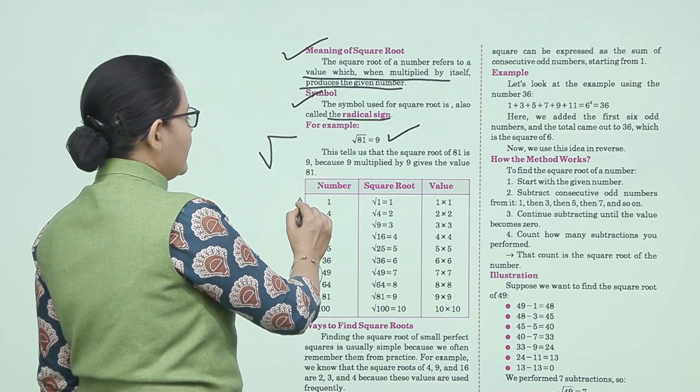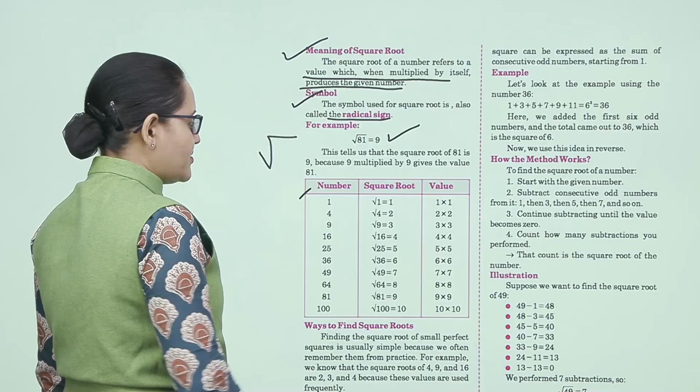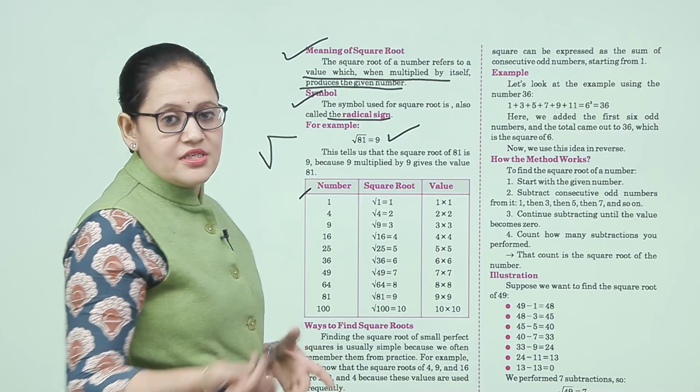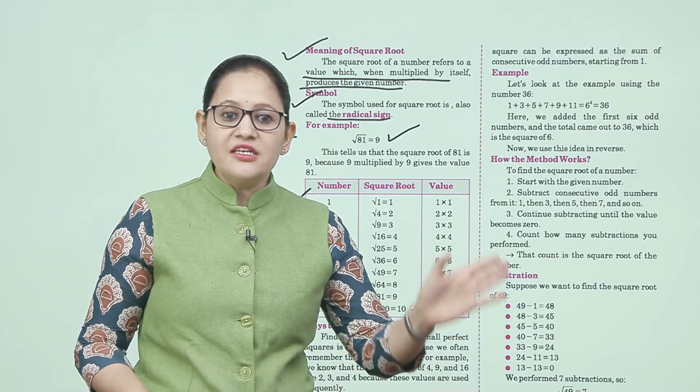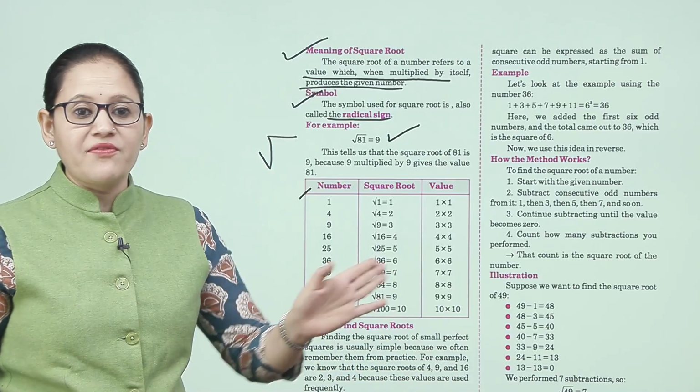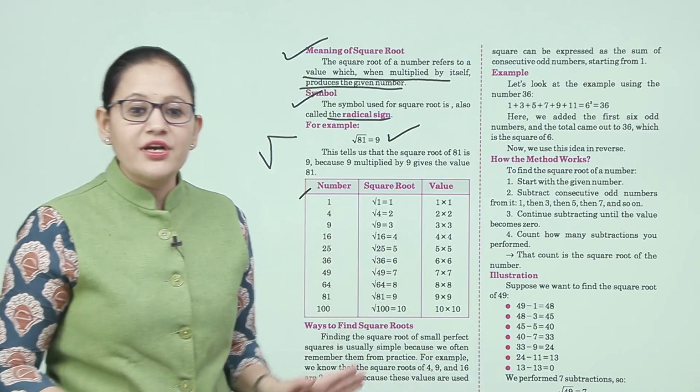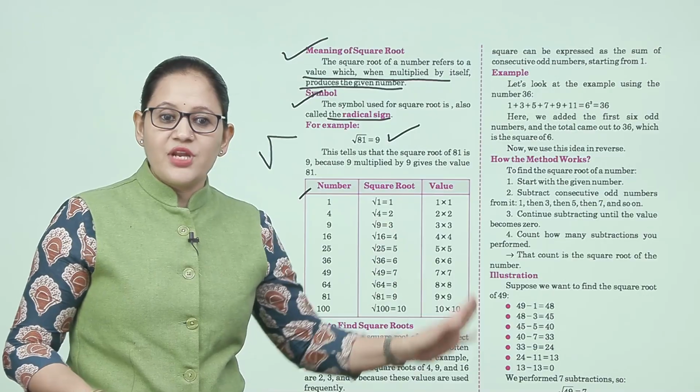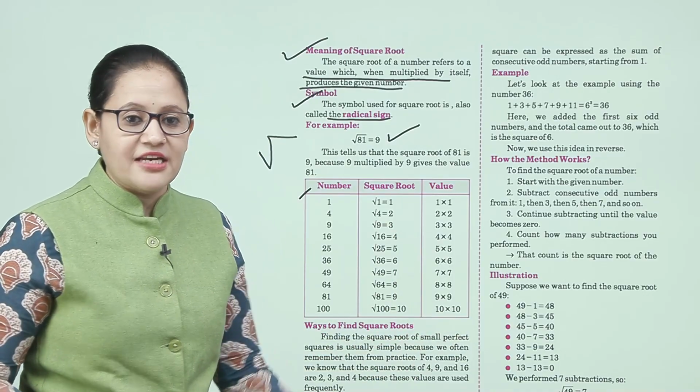Like number 1, square root is 1. 4, square root is 2. 9, 3. 16, 4. 25, 5. 36, 6. 49, 7. 64, 8. 81, 9. 100, 10.